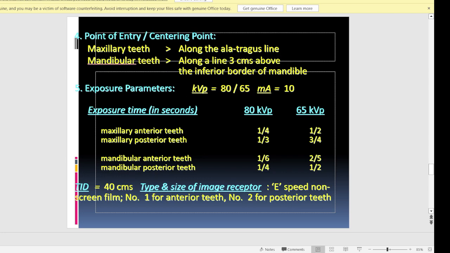Point of entry or the centering point. For maxillary and mandibular teeth, there are two different considerations in the two jaws. In maxillary teeth, it should be along the ala-tragus line, and in mandibular teeth, it should be along a line 3 cm above the inferior border of the mandible. Exposure parameters should also be taken care of, which include the kVp or tube voltage, which should be 80/65, and the milliamperage, or the tube head current. Exposure time should also be different for maxillary anterior and posterior teeth, and also mandibular front and posterior teeth.